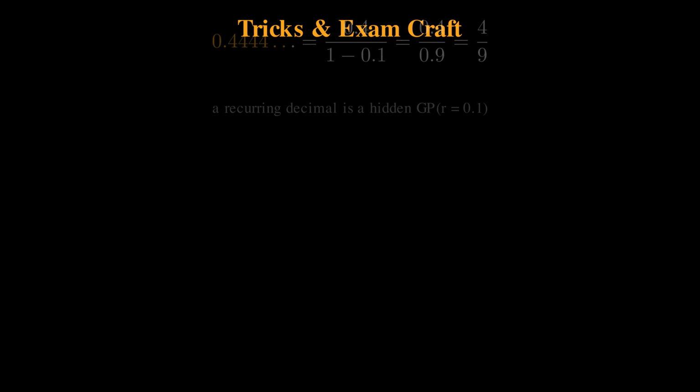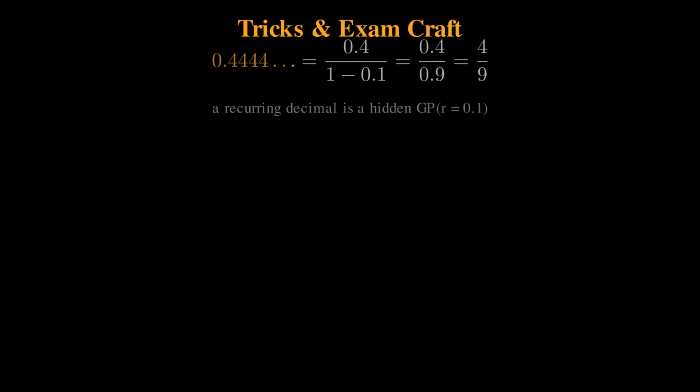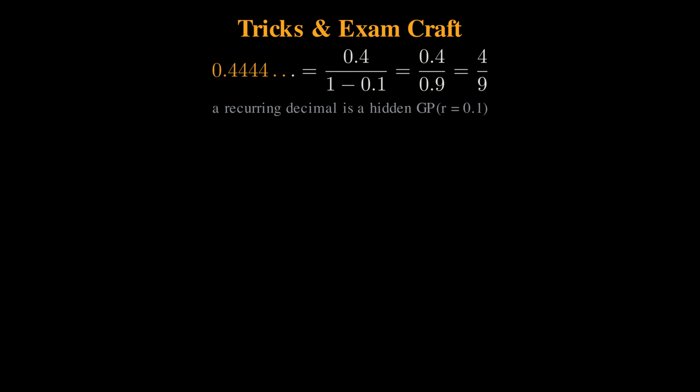Now the exam craft, other channels skip. The biggest one, recognizing a hidden geometric series. A recurring decimal is secretly one. 0.4 recurring is 0.4 plus 0.04, and so on. First term 0.4, ratio 0.1. Sum to infinity gives 4/9.